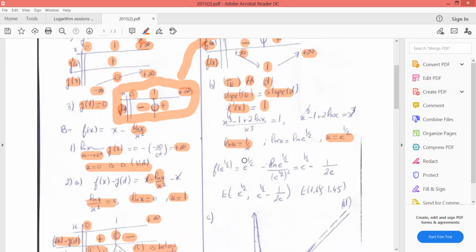Then I find the ordinate, f of e to the half. If you want e to the half, you find it using your calculator. It gives us about 1.65 or 1.6. You replace it in the function f, you get the point, which is 1.45. Or you can leave it in terms of e.